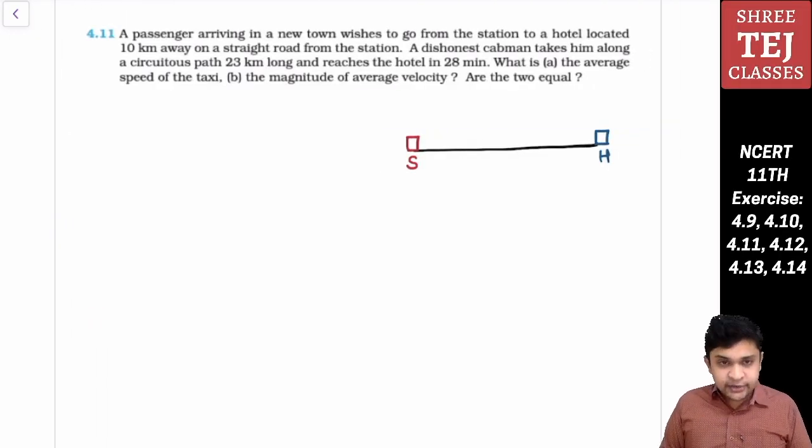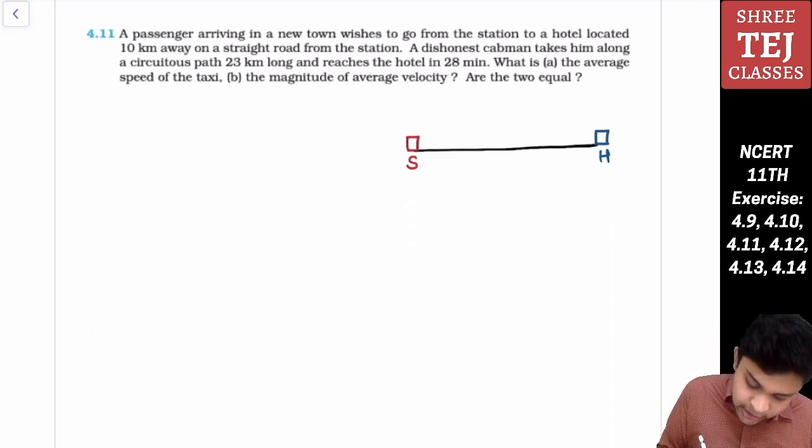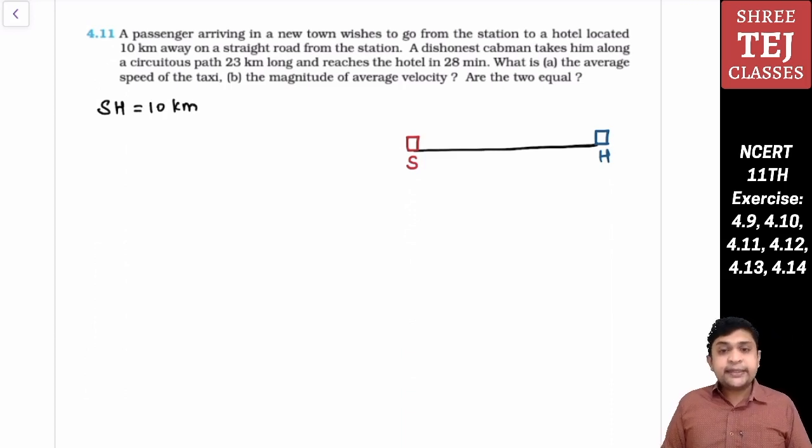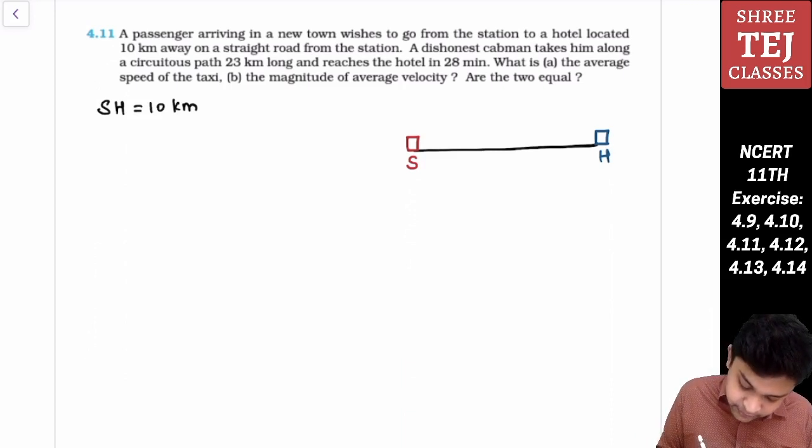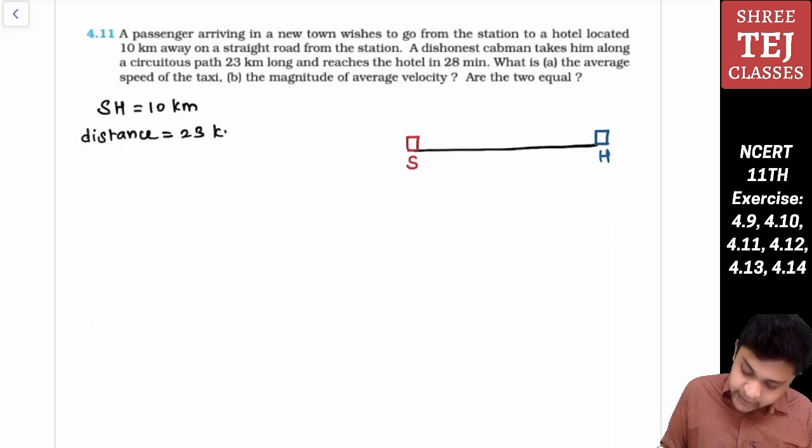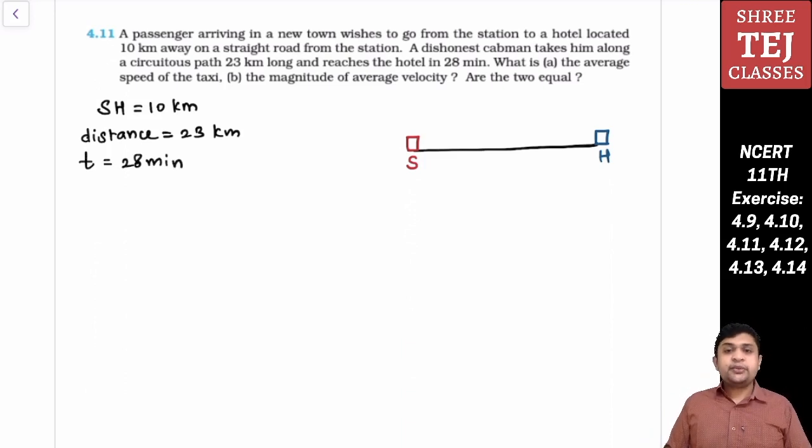So question 4.11. A passenger arriving in a new town wishes to go from the station to a hotel which is located 10 kilometers away on a straight road from station. So SH on straight road is 10 kilometers. A dishonest cabman takes him along a circuitous path 23 kilometers long and reaches the hotel in 28 minutes. So distance traveled is 23 kilometers. Time taken is 28 minutes.